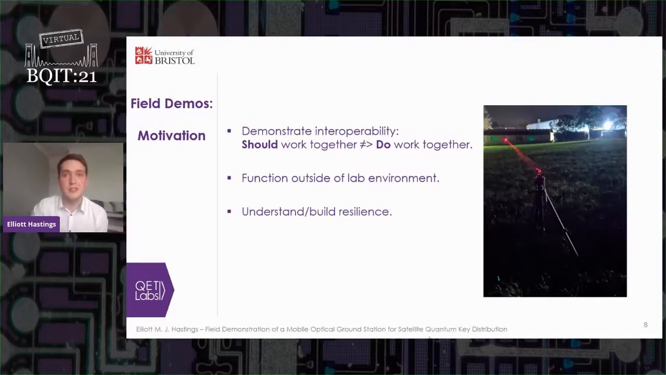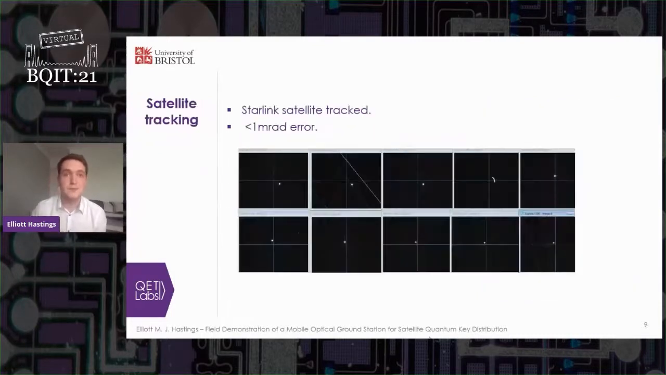In this way, we can develop a better understanding of and resilience to real-world factors, such as turbulence and background lighting conditions. For the first of these tests, we wheeled the telescope out to track some satellites. So here on the bottom, you can see a pass of one of the Starlink satellites. We were able to track this with an accuracy of less than 1 milliradian using only TLE data. We are in the process of collecting more data for this, but we wanted to demonstrate we could at least do it once.